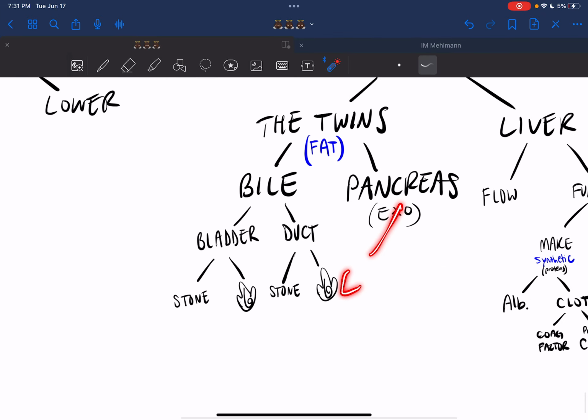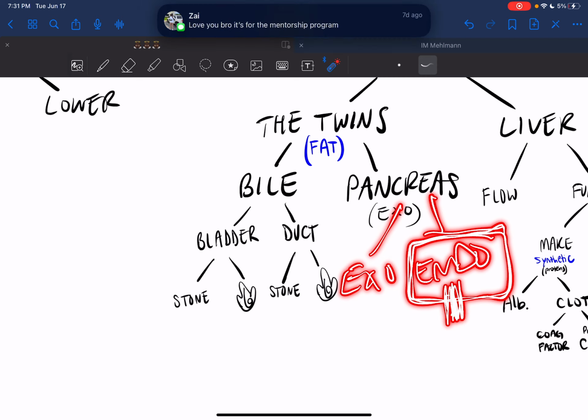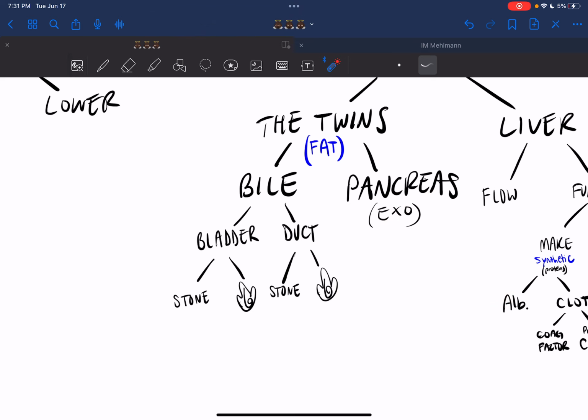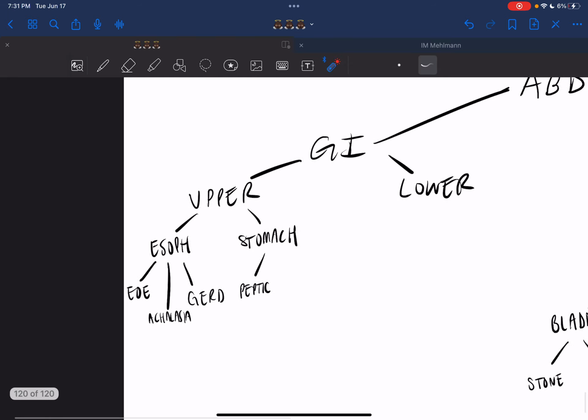Pancreas splits into the exocrine versus the endocrine pancreas. The endocrine means hormones. That's not even really related to this. That's hormones, insulin, glucagon, diabetes, etc. The exocrine is the one that breaks down fat by releasing two things. It splits into lipase and amylase. Lipase is the more important one.